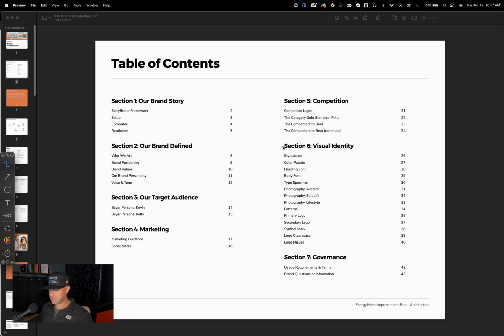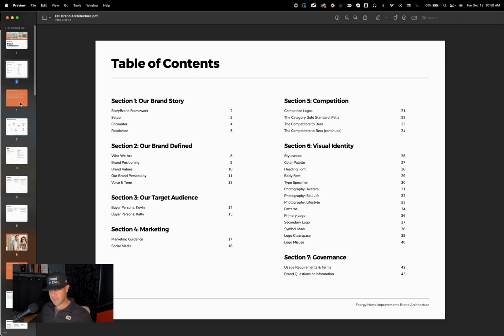And this section includes a lot of stuff. There's a lot of work that goes into creating all of this. And then this is just a section about usage and requirements and the like. All right. So let's dig in.